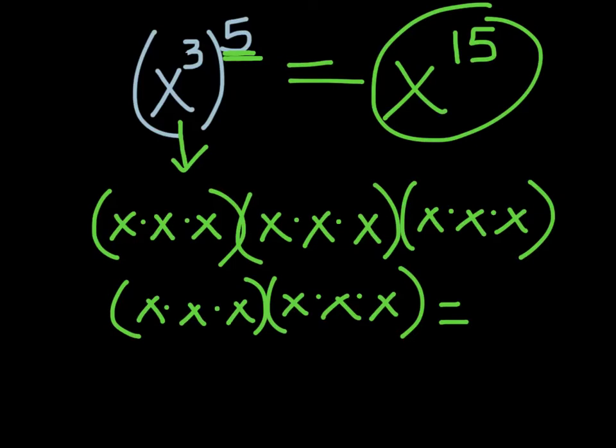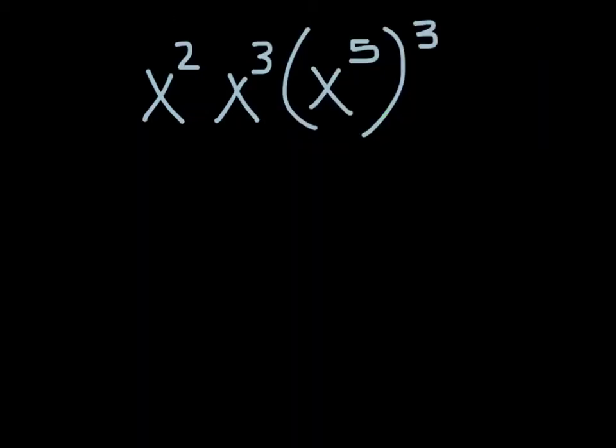So if you're trying to do it the quick way, then really you just take x to the third to the 5th, and you just multiply those exponents. Okay, let's look at another one.